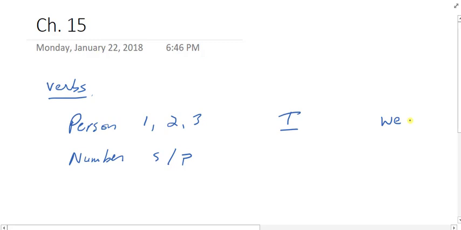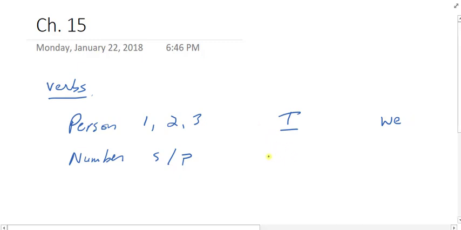What does first person mean when we talk about first person verbs? I. Good. So I is first person, and what number is I? Singular. Okay, so I is first person singular. What about first person plural? Okay, good. So that would be we, right? And when we're talking about verbs, they have as their subject either some entity that is first, second, or third person. So I or we is first person, and singular or plural is the number.